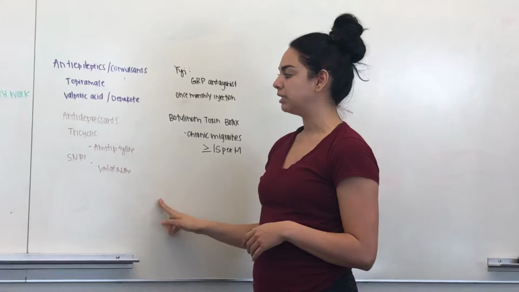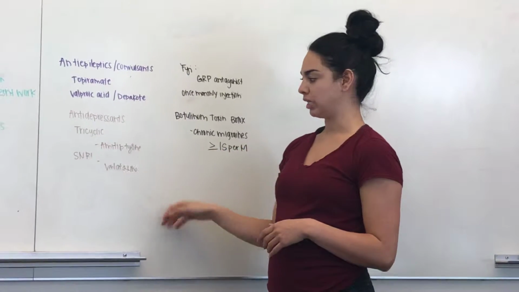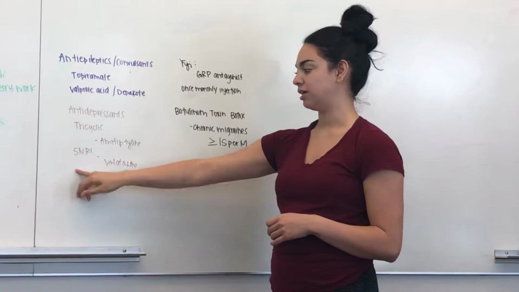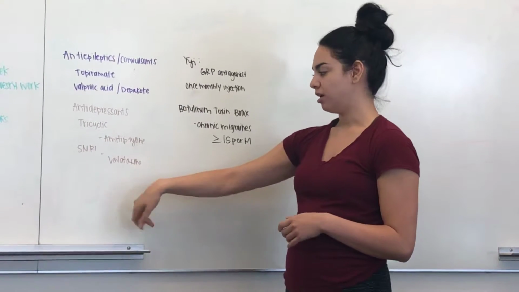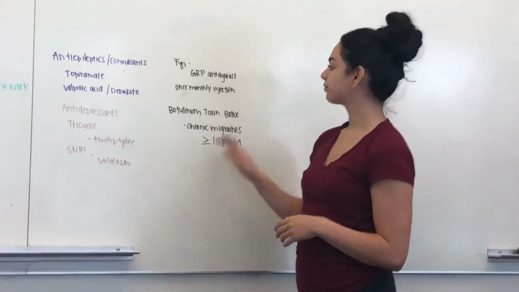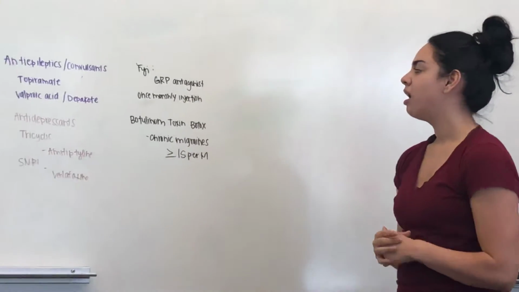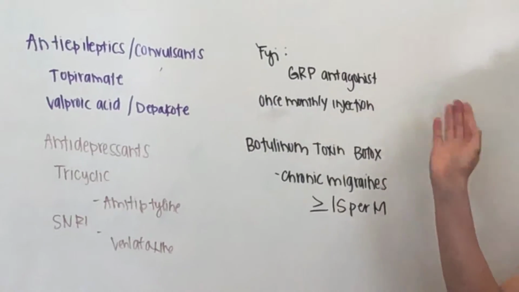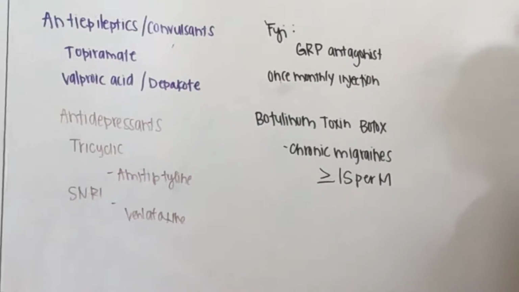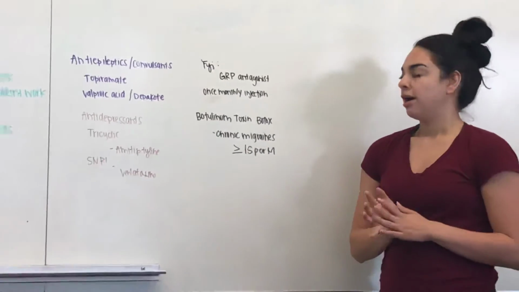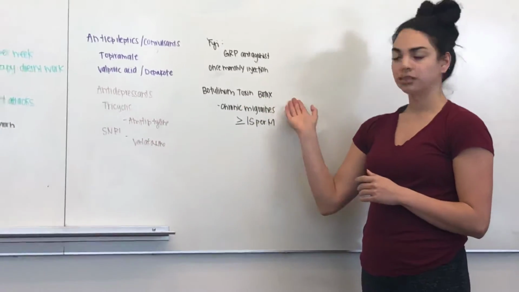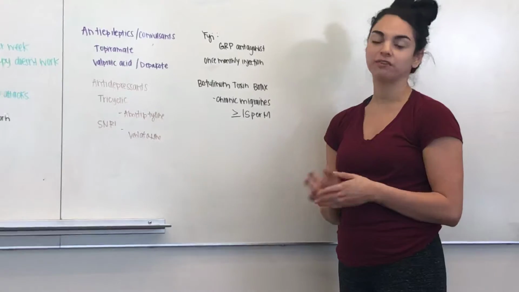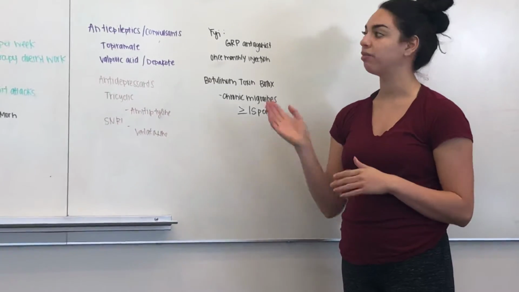And then antidepressants, we have a tricyclic, which is amitriptyline, and then we also have an SNRI, which is venlafaxine. Just a few FYIs, when it comes to prophylactic, there's actually something new on the market, and it's called a CGRP antagonist. This is a once-a-month injection that you can go in and get. And then we also have Botox. Typically Botox is used for people who have chronic migraines. A chronic migraine is defined by 15 or more migraines per month.